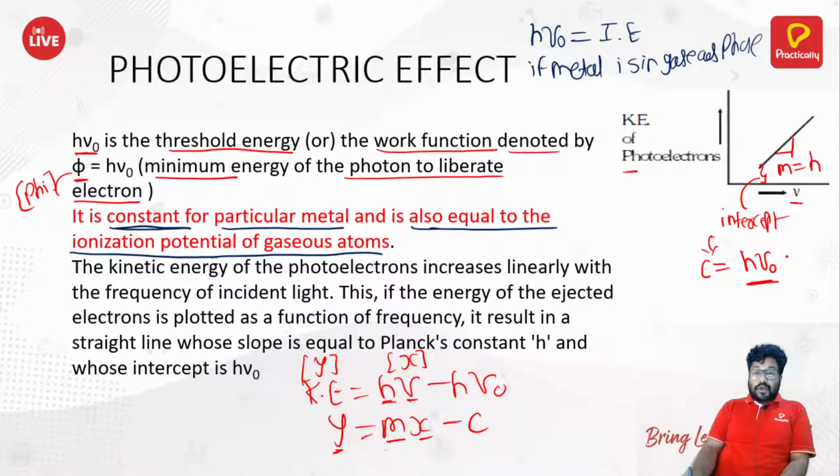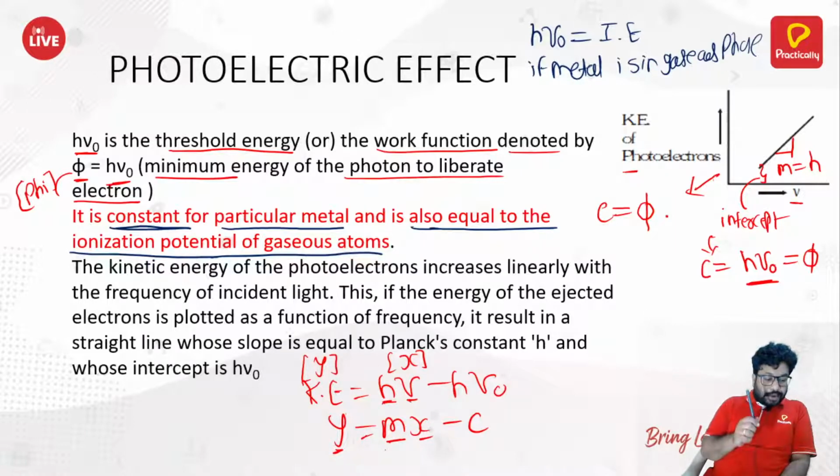H nu 0 is equal to what? Phi. Work potential, remember, h nu 0 is also equal to phi. It is also called as work function or work potential. In other words, if you get this graph, the intercept of this graph is equal to work potential of that given material. Okay, see, you need to understand this point pretty well.